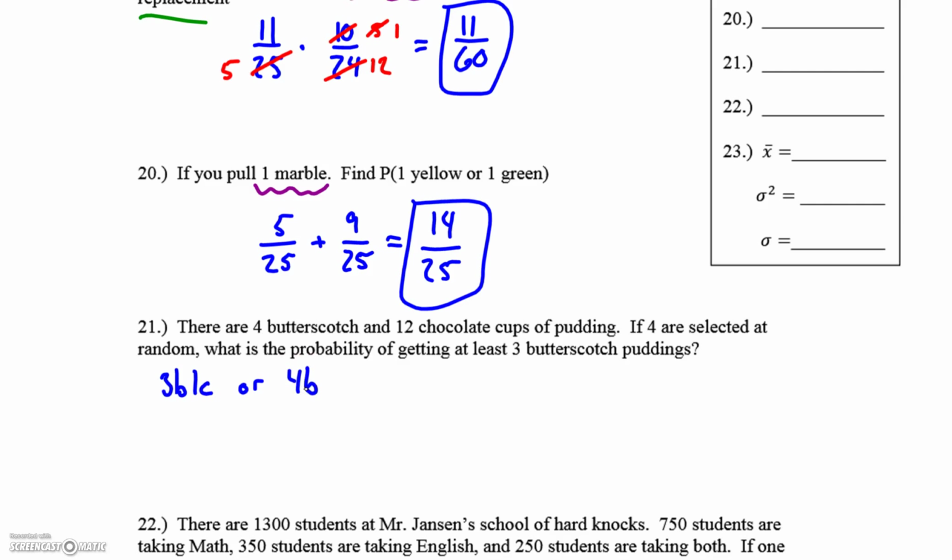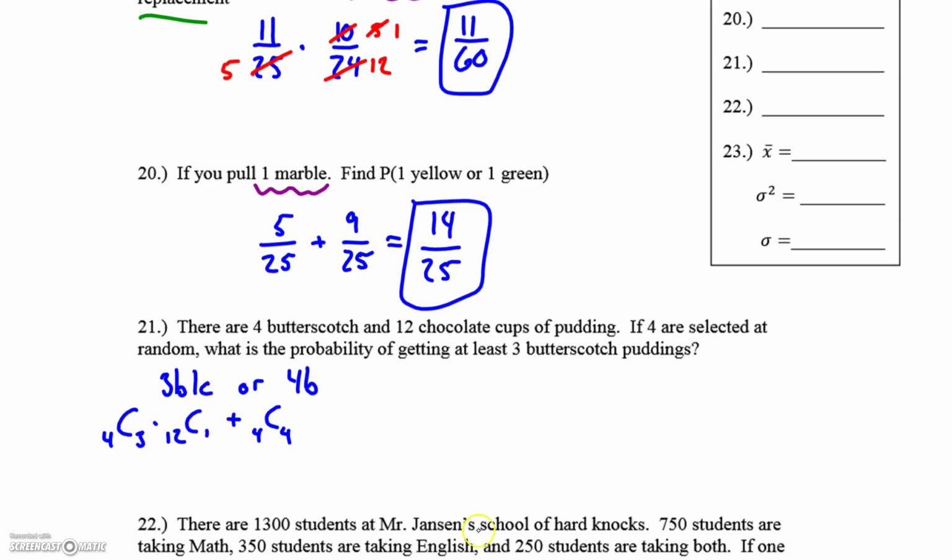right? And so now as I read that statement, 3 butterscotch and 1 chocolate, or 4 butterscotch, each of these things is going to become a combination, and the word and and the word or will be replaced by multiplication and addition respectively. So for 3 butterscotch puddings, that's the combination of 4 choose 3, because there's 4 of them and I want 3, and 1 chocolate, so and means I multiply. Chocolate, that's going to be 12 choose 1. Or means I add. Combination for the butterscotch, that's the combination of 4 choose 4.